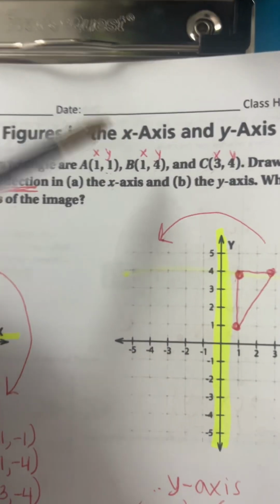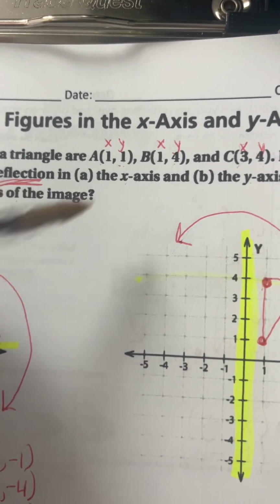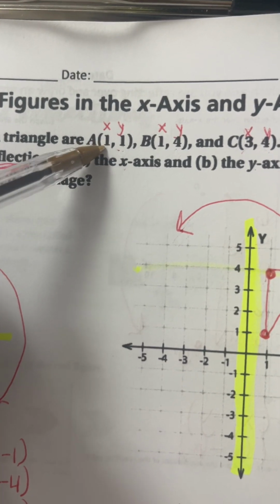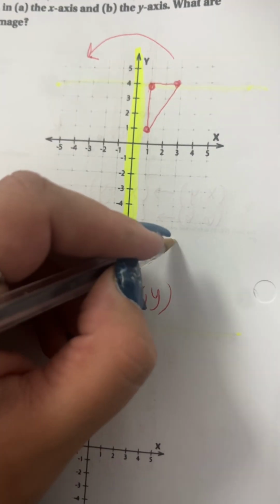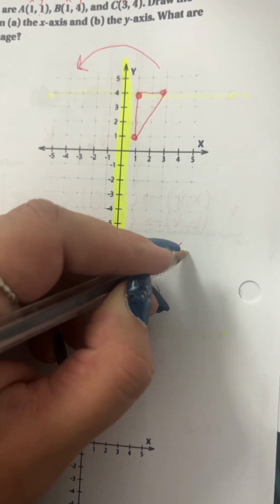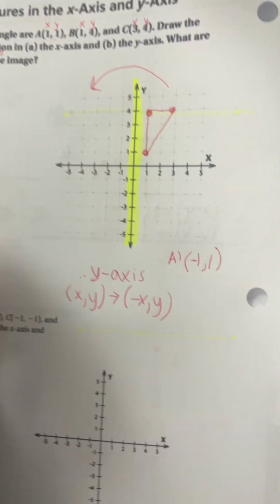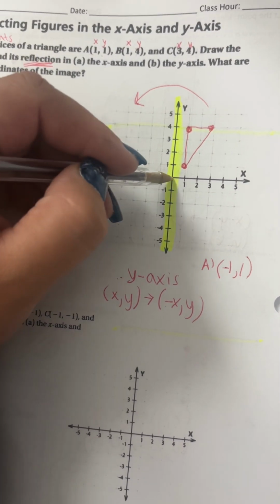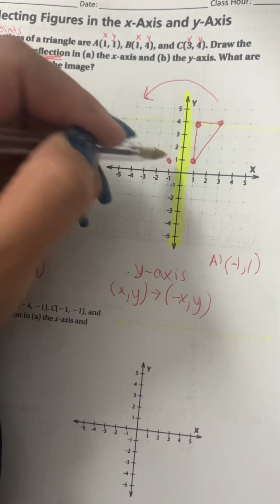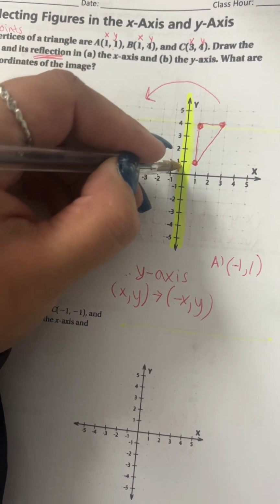So we're gonna look at these points. (x, y) should become (opposite x, y). The opposite of this is a negative 1, y stays the same. So our A point should be -1, 1. Okay, and then we can graph it. -1, 1. That's A prime.